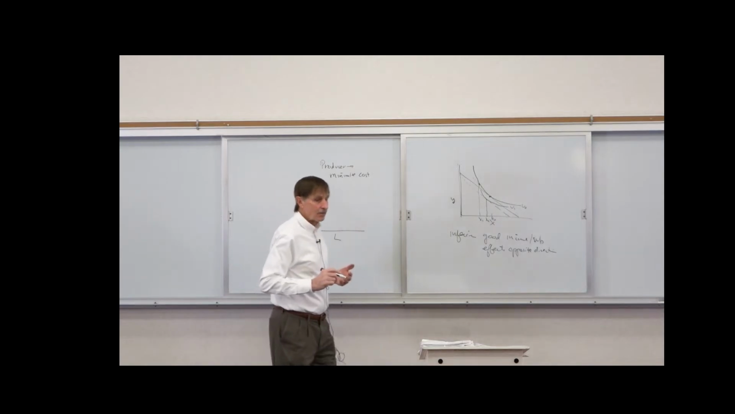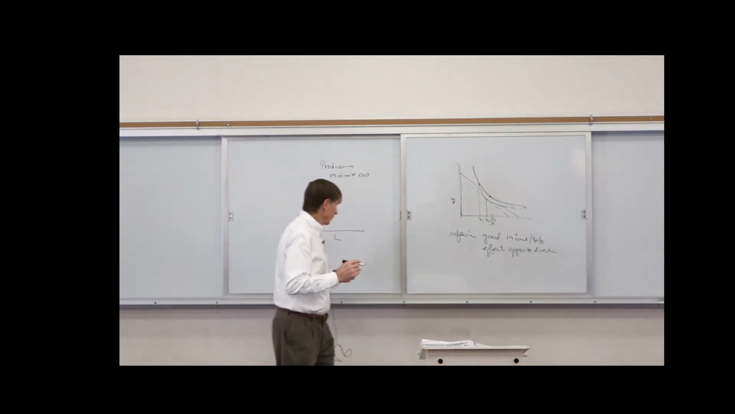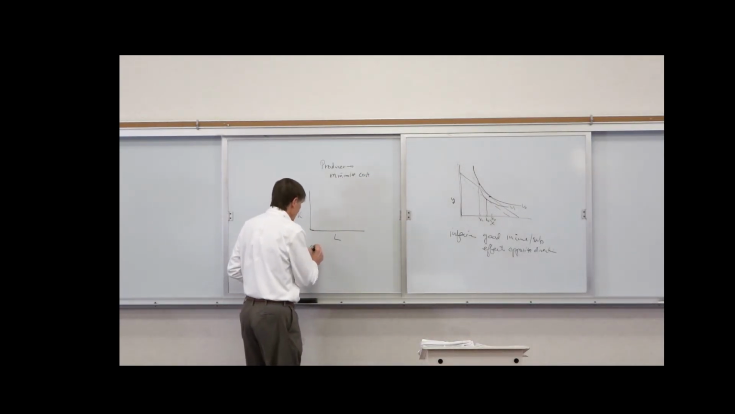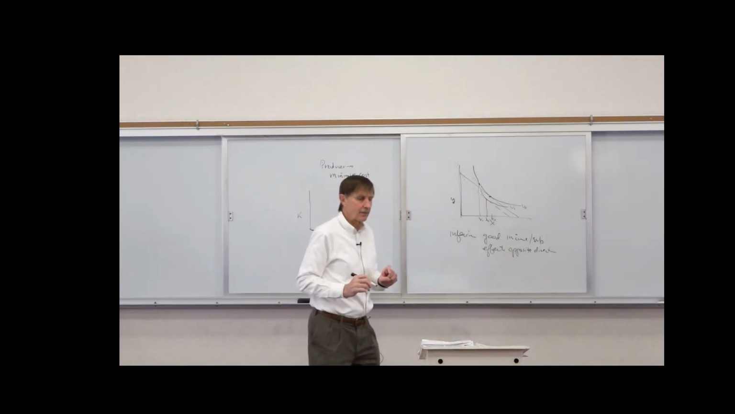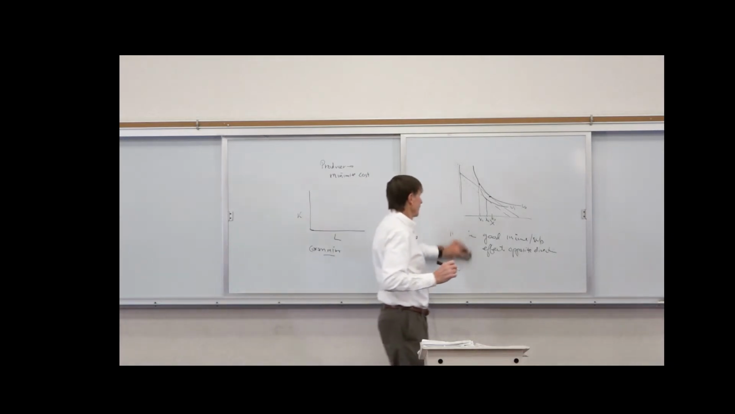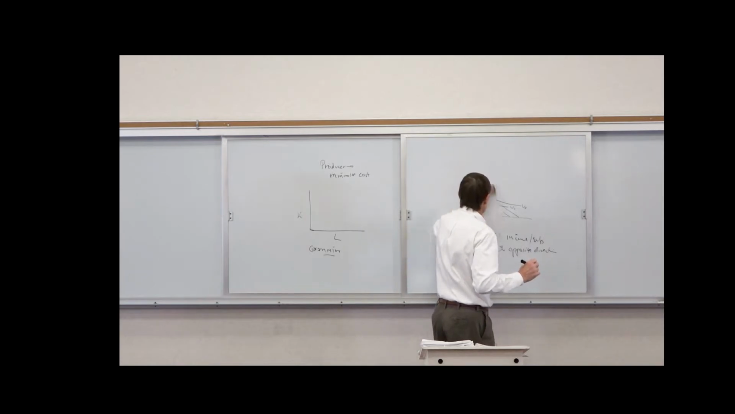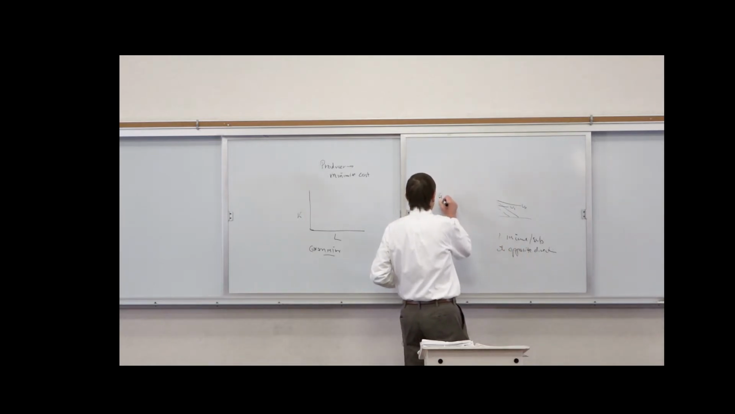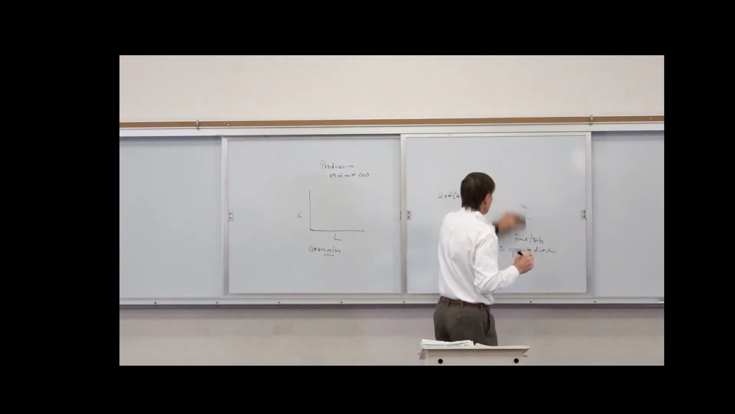So when I think about what my cost is going to be, what I'm trying to do is minimize this cost. And what is the cost of producing something? Well, I've got to have some sort of production function. So quantity is some function of capital and labor, right?